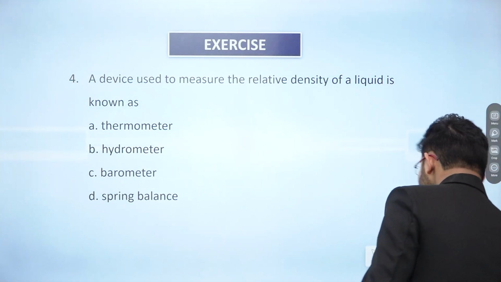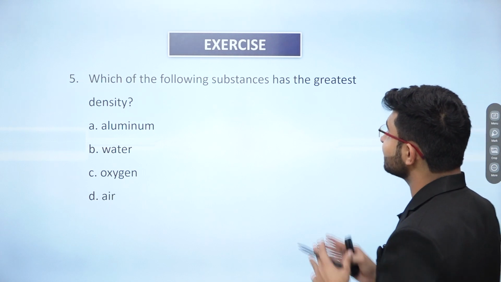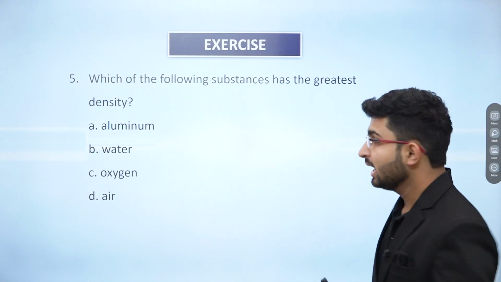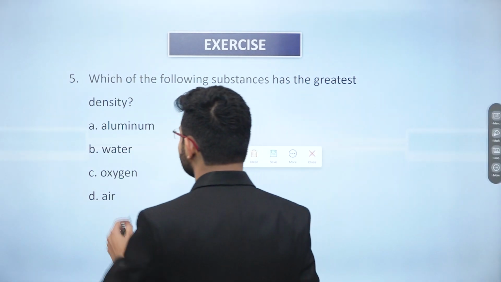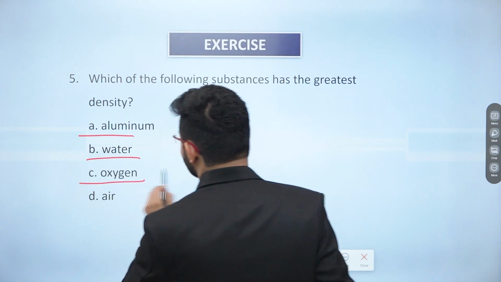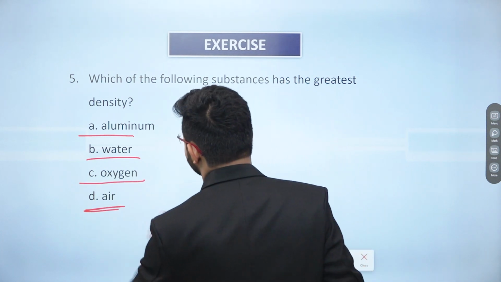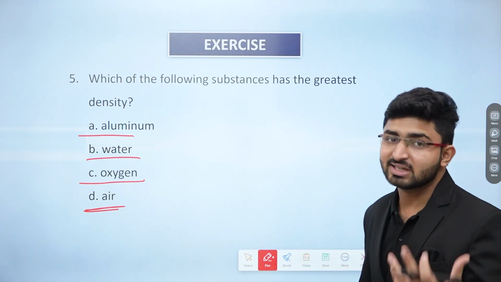Now moving ahead, you can see that we have the next question: which of the following substances has the greatest density? Among these, the very first is aluminium, the next one is water, the next one is oxygen, and the last one is air. So it is asking which one has the greatest density.